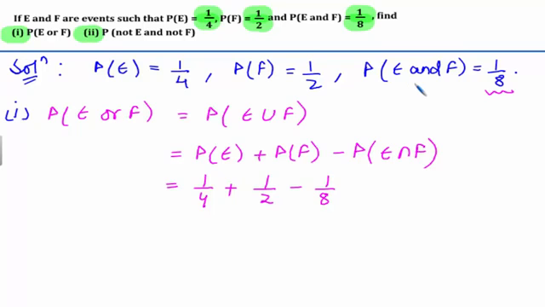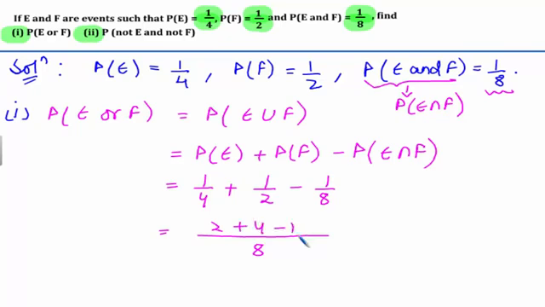Since probability of E and F is nothing but probability of E intersection F. On simplifying, we get the LCM 8. In the numerator we get 2 plus 4 minus 1, which is equal to 5 upon 8.